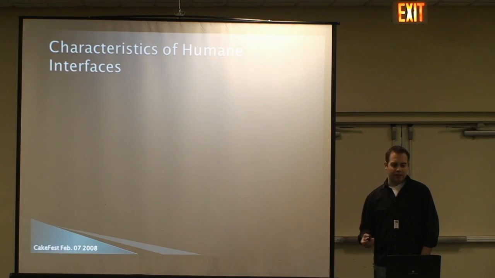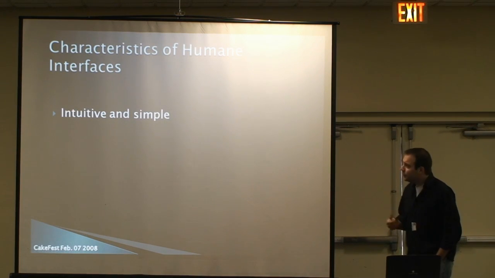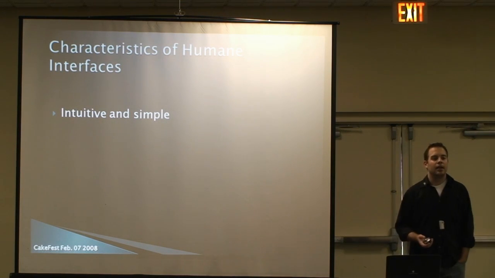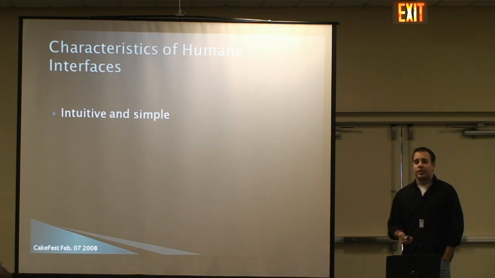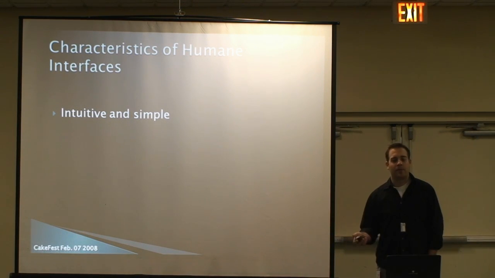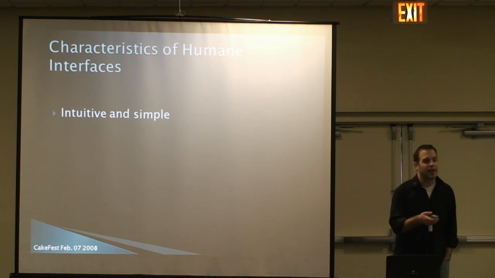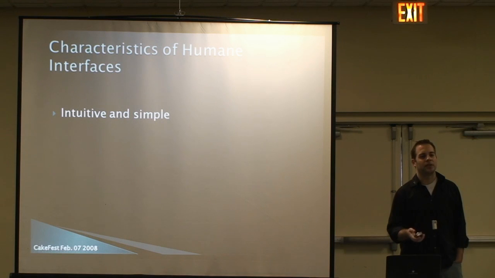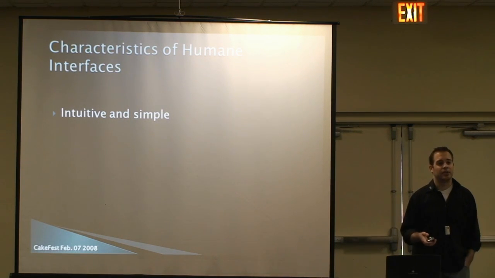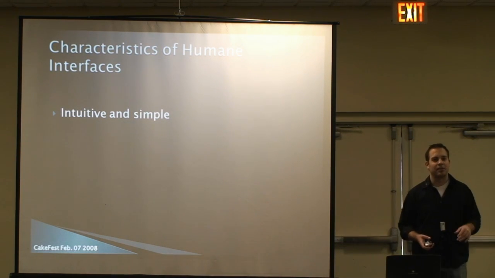Basically, characteristics of humane interfaces: humane interfaces that are humanized should be intuitive and simple. An example of this would be things like the dock bar on a Mac, because I know a lot of people are Mac users. When you hover over something on a dock bar, it either lights up or expands a little bit, showing you that that's the one you selected. You don't have to single click on Windows and have it highlight the text of the icon to say that that's selected or that's the one you're going to click on.